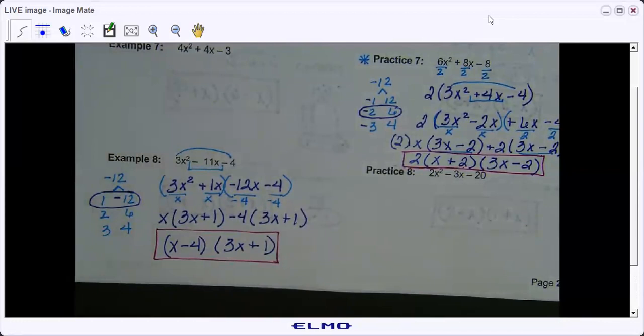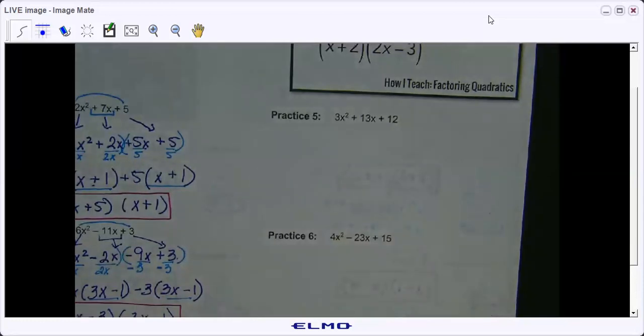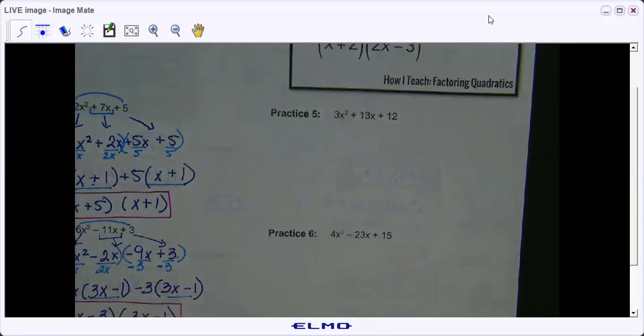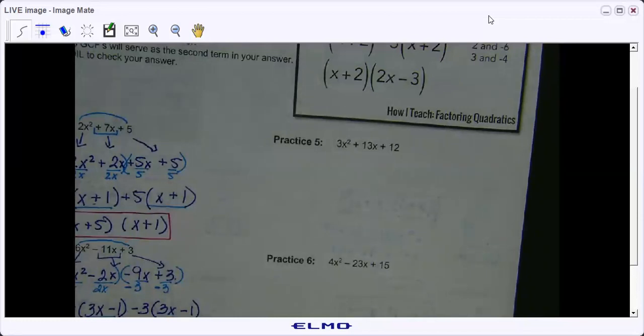Okay. If you have this and you are ready to try some on your own, please do so. I'm going to go back up to the top, starting with practice 5, and I'm going to go ahead and work through all of these so you can see them. But like I said, if you want to try them on your own without me, please do so. And then you can come back and fast forward the video and check your answers. Okay. And so I'll go a little bit quicker on these.